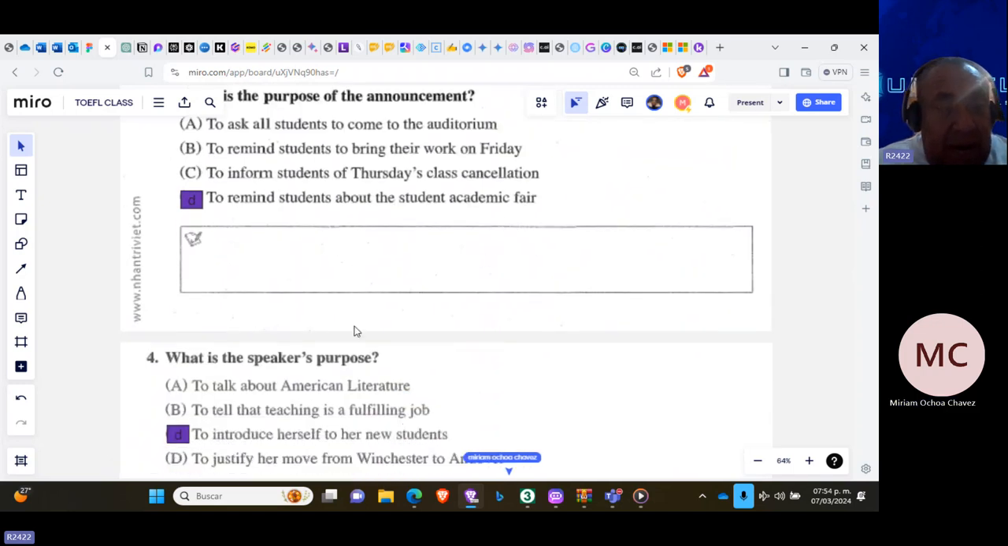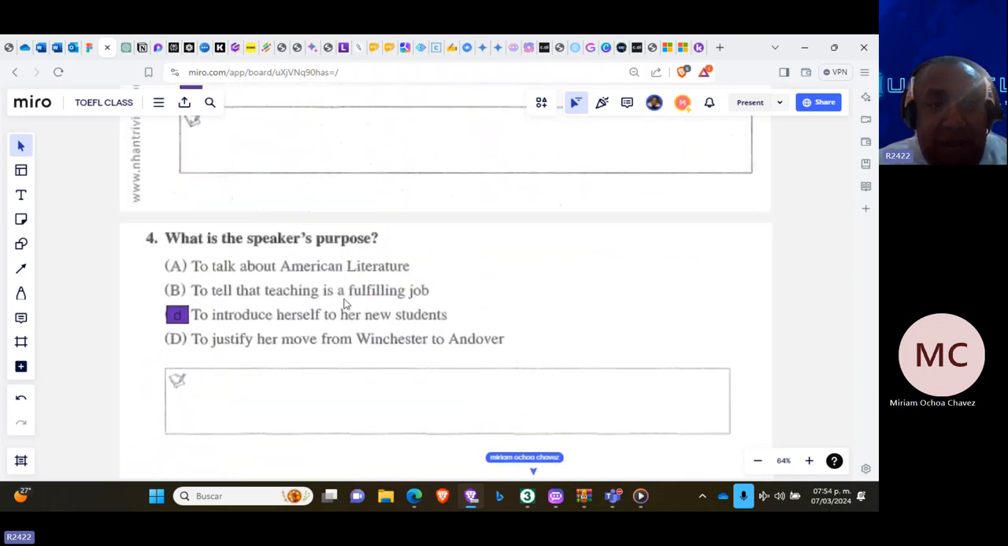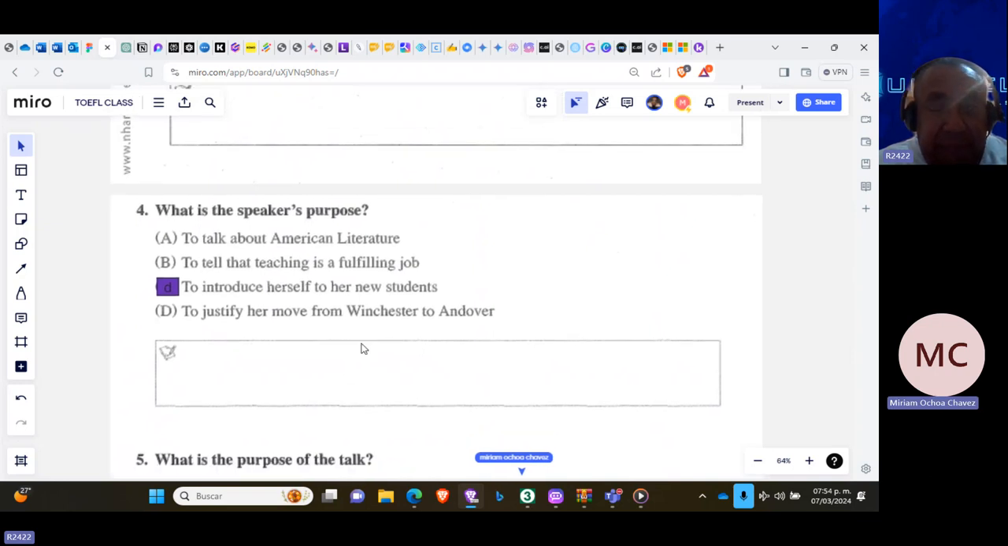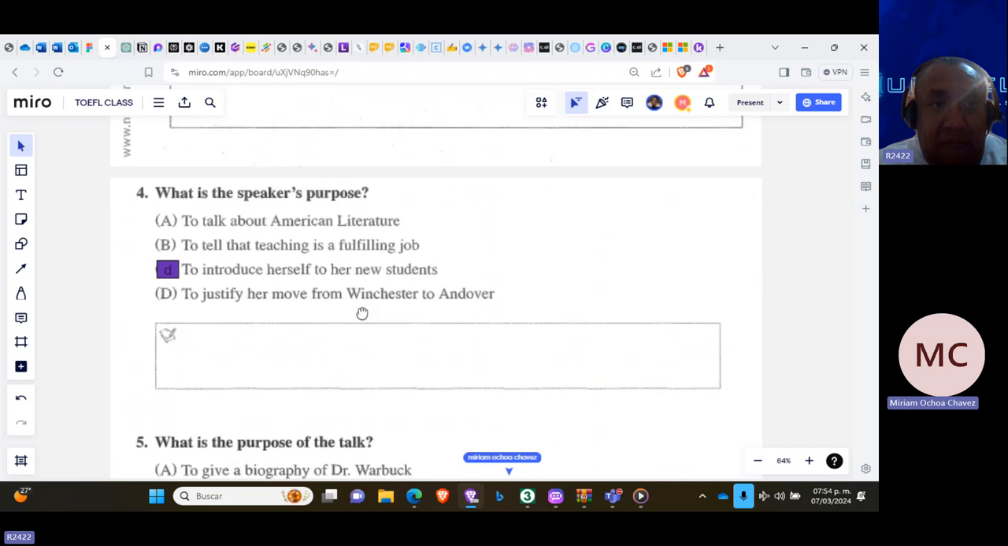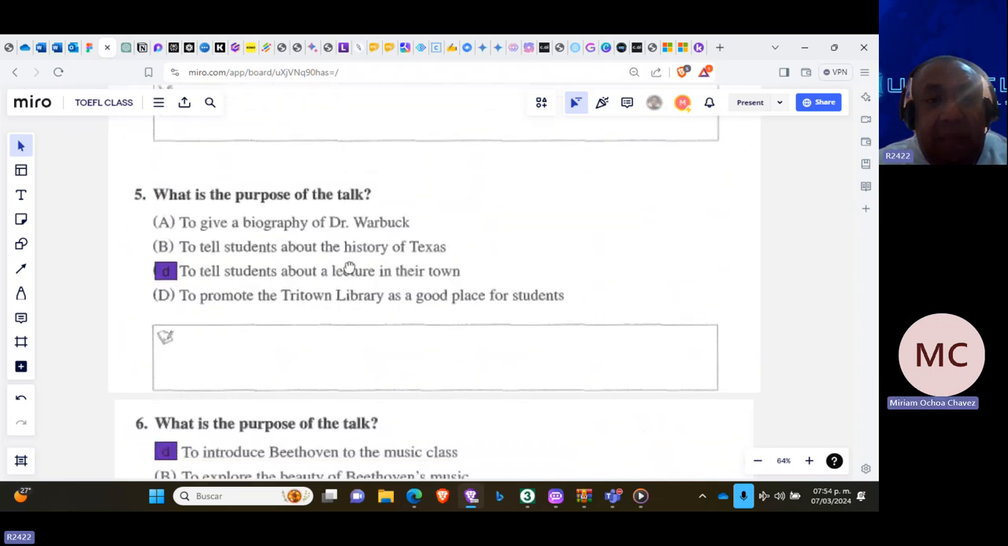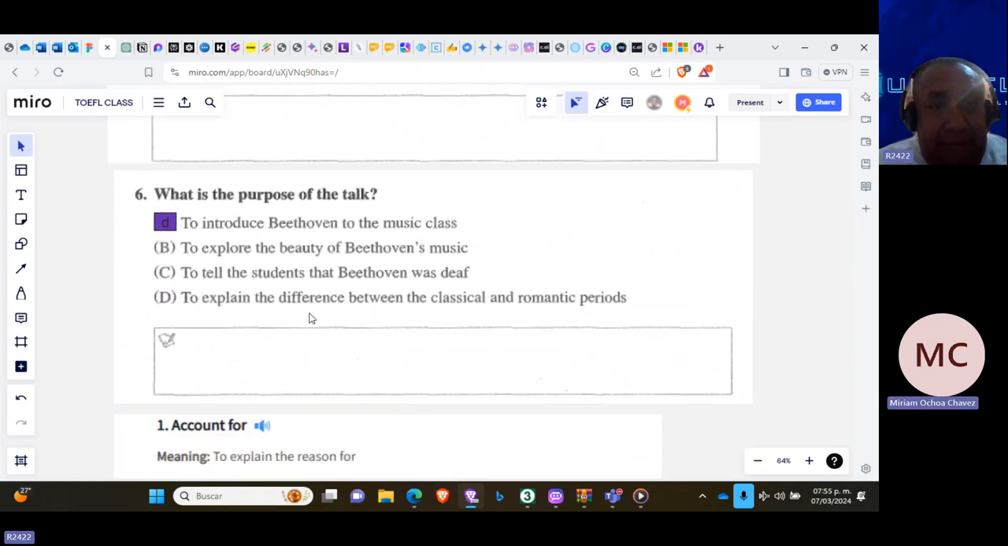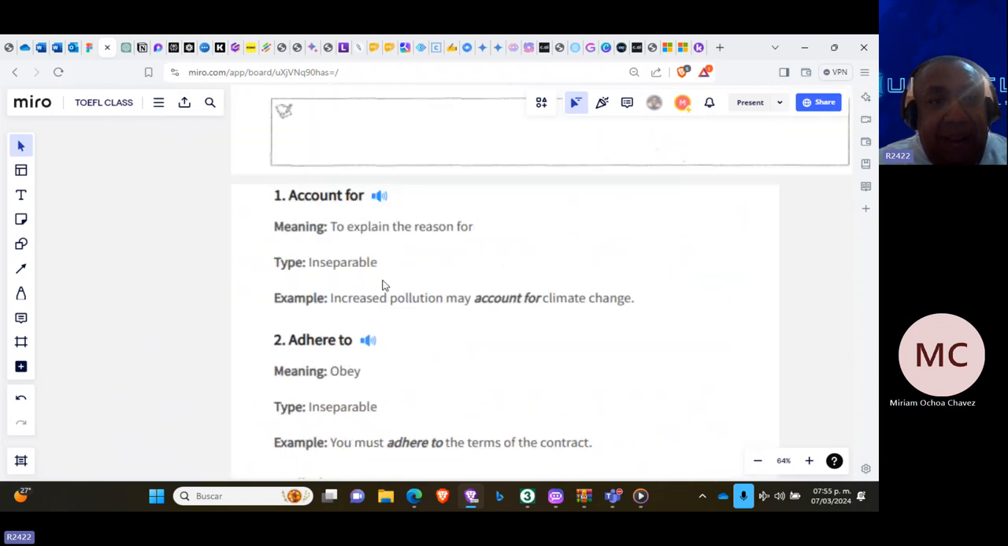Very good. Number 4. What is the speaker's purpose? To introduce herself to her new students. Very good. Number 5. What is the purpose of the talk? To tell students about a lecture in their town. Very good. And number 6, what is the purpose of the talk? To introduce Beethoven to the music class. Very good. Okay.